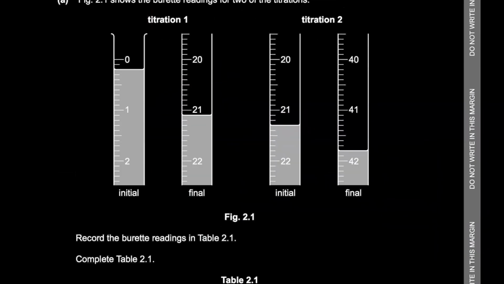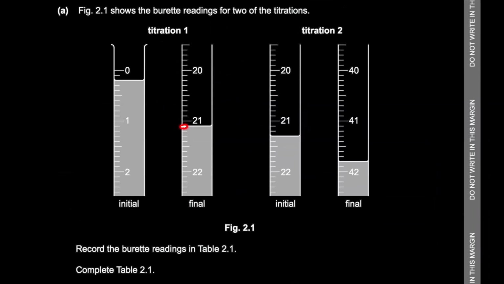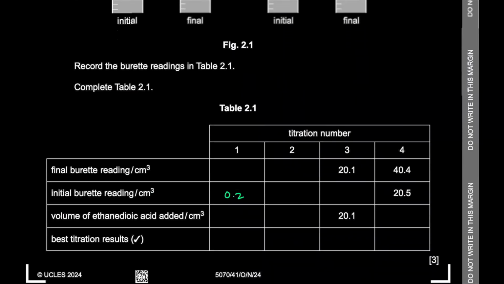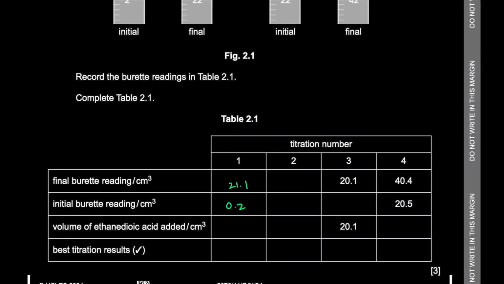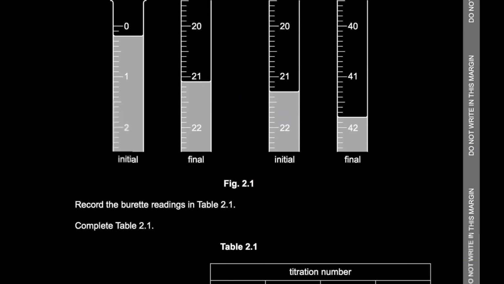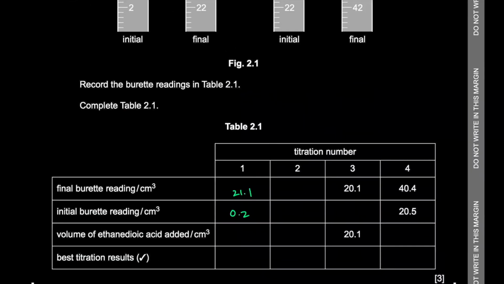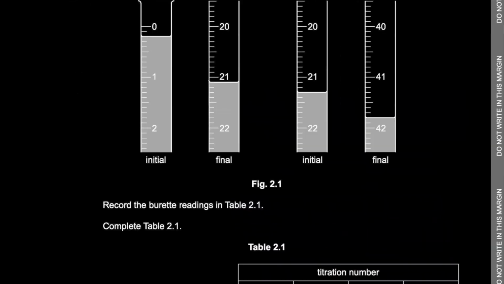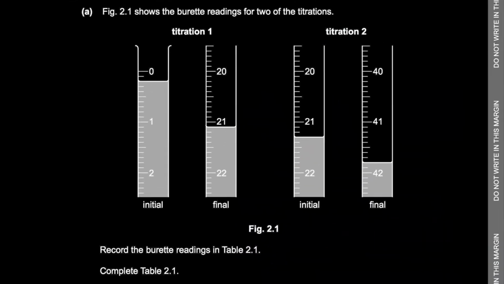And the final is 21.1. The volume used is the difference, 21.1 minus 0.2. That would be 20.9. Okay, then in titration 2, the initial is 21.3.